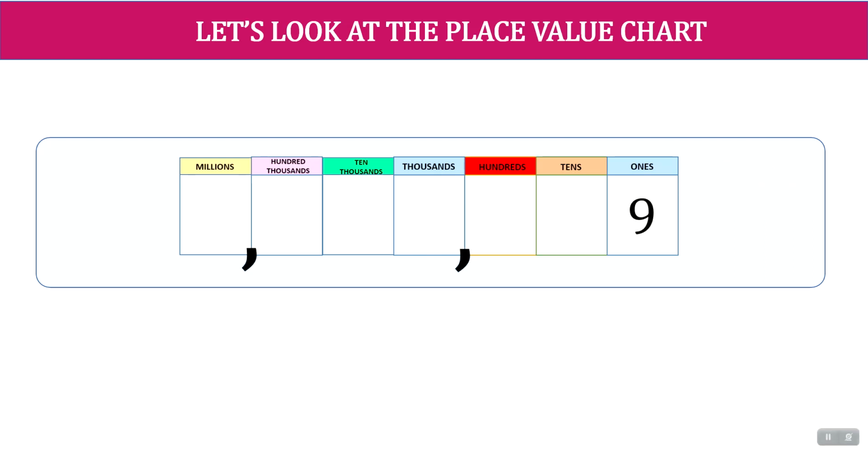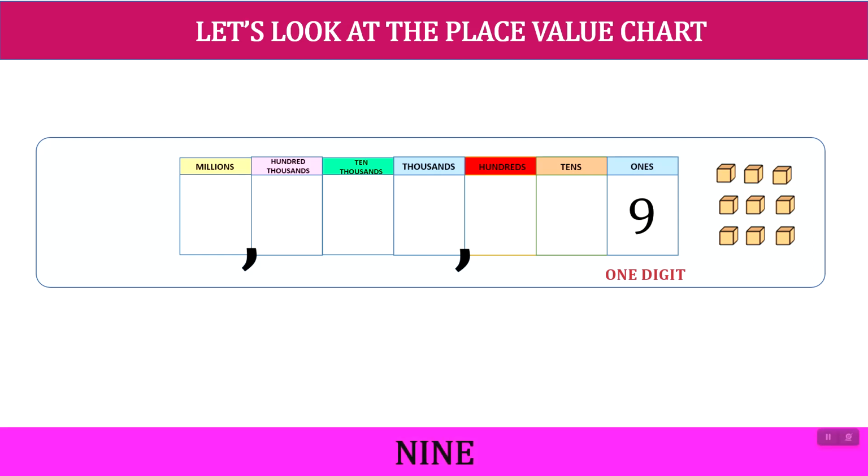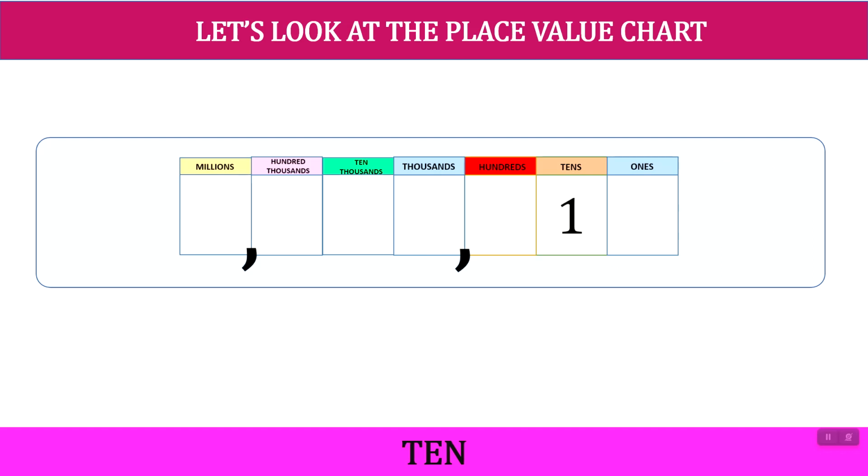If we write the number 9, again it appears in the ones column. We can represent 9 as 9 ones. And again, this is one digit. This is the number 9. But what happens when we get to the number 10? The number 10 is made up of two digits. The 1 is in the tens column and the 0 now is in the ones column.